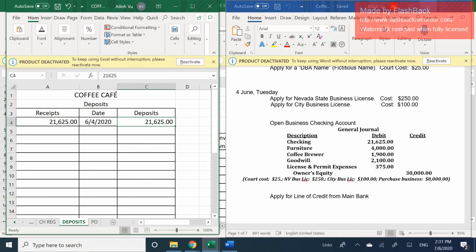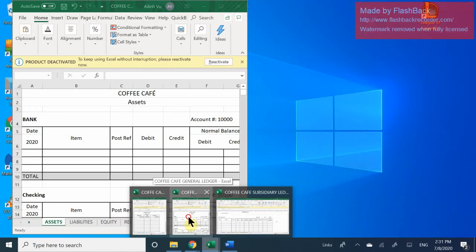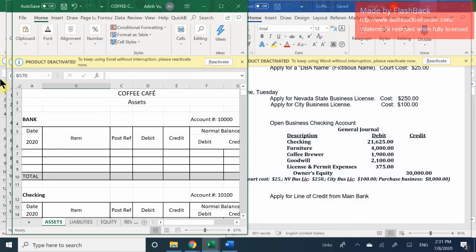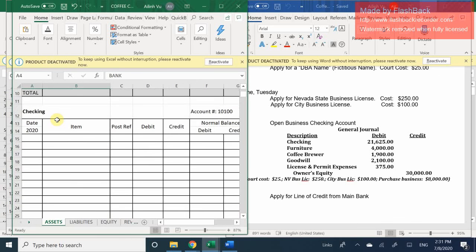Now we need to transfer all of this information directly to our general ledger. So we're going to start with our ledger. The very first thing we're going to look at is page number 1. The top of the page is going to say bank. I'm going to skip that because I'm involving my checking account. For the very first thing, what did I do? I added money, correct?